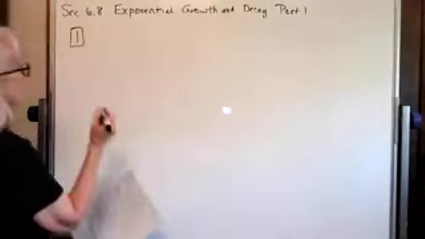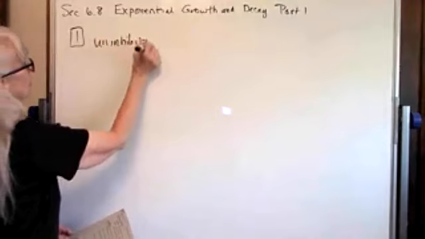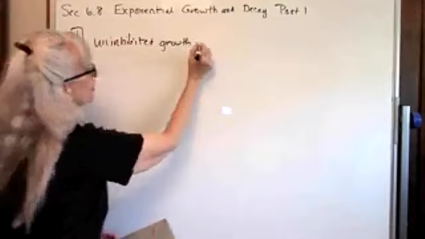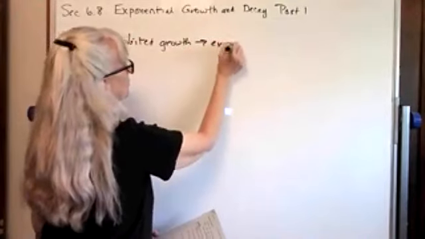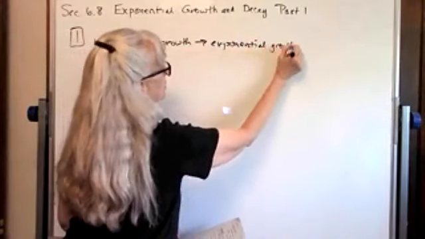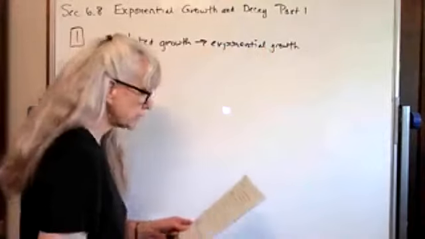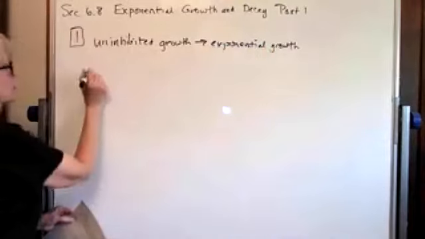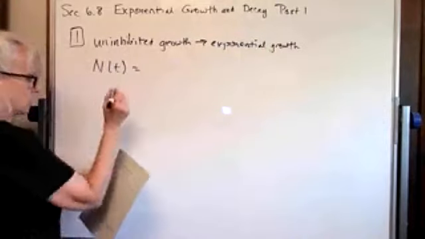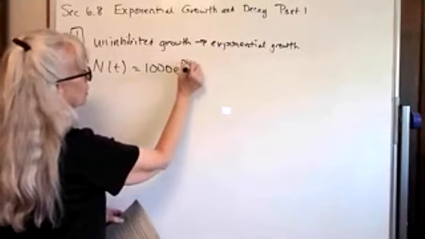Obeys the law of uninhibited growth. So uninhibited growth is another word for exponential growth. Depending on the textbook you're using, they will either use uninhibited growth or exponential growth. And then they give us an actual formula. So it says N of t, N standing for number, is equal to 1,000 e to the 0.01 times t.